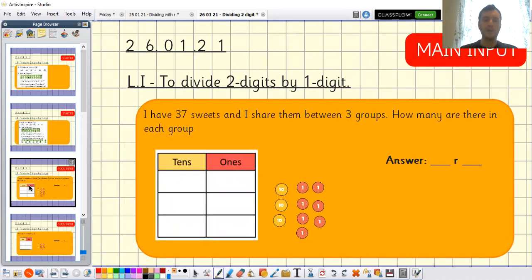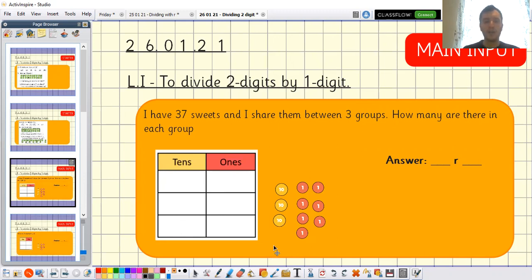And like I said, we're going to be building on that knowledge of dividing with remainders to using larger numbers with 2 digits. So let's look at this first example together. I have 37 sweets and I share them between 3 groups. How many are there in each group? Some of you might be able to have a go at this because it is very similar to what we've done before. And I've given you an example of how it can be laid out. If you want to have a go, pause there. Otherwise, let's work through it together.